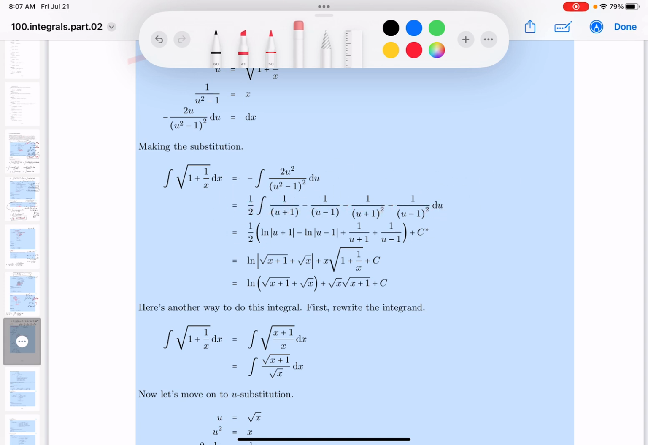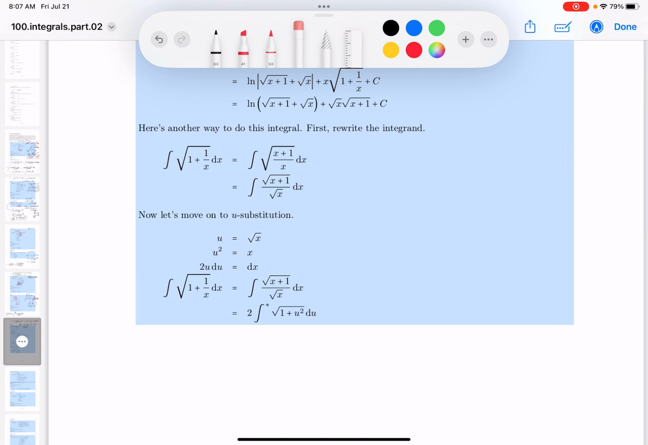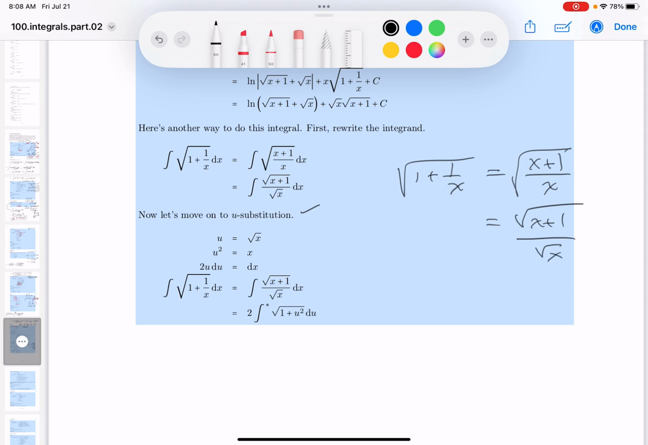Let's talk about an alternative method over here. An alternative method is to make a substitution. All right, let me go through that with you. I'm going to write down the integrand again, 1 plus 1 over x, and write this as x plus 1 over x, the root of it, and write this down as the root of x plus 1 over root x, which probably is a better way of going about doing the problem, all right? And then what I did, I made a u substitution, root of x.